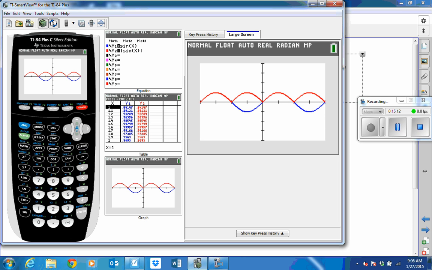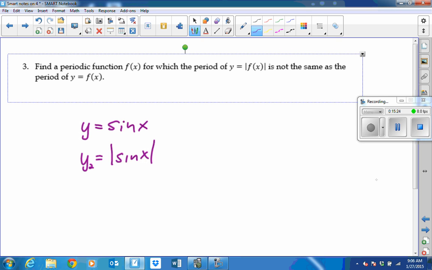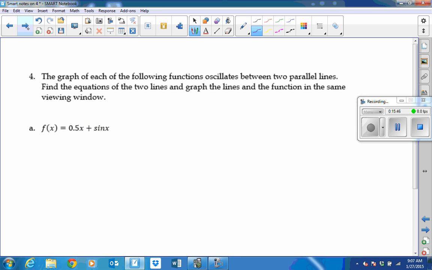Did our period change? Yes, it did. For the red, we see it occurring every pi. 4 of these red periods have occurred in our 4 pi window. So this absolute value is a period change. Here the period is pi, and for our regular sine of x, the period is 2 pi. Now you can experiment with the other 5 trigonometric functions and see which ones have a period change when you take the absolute value of the function and which ones do not, because they don't all have that.